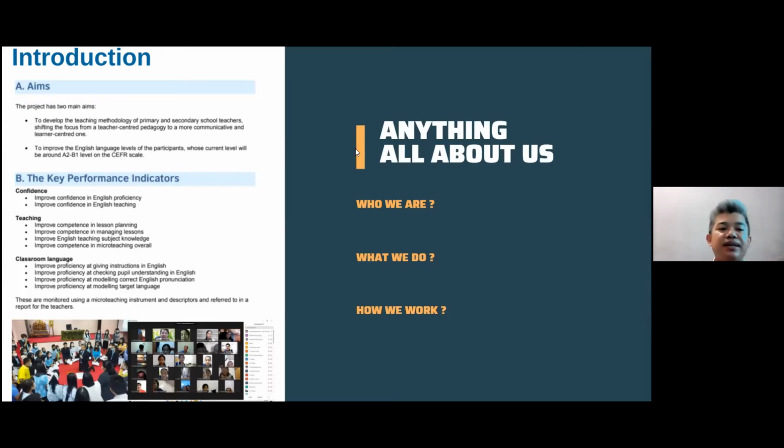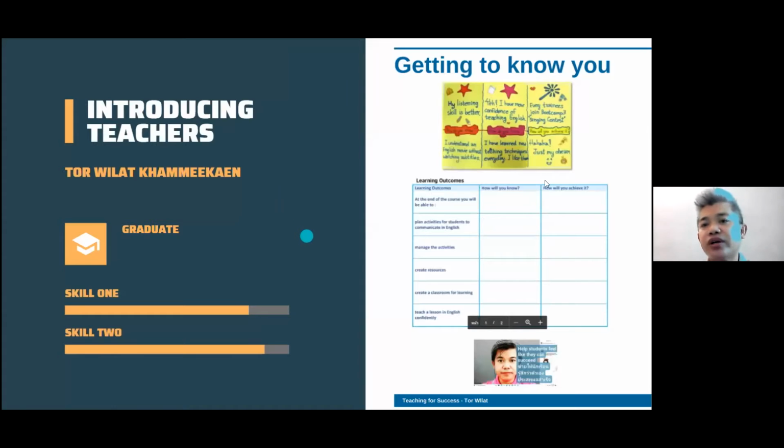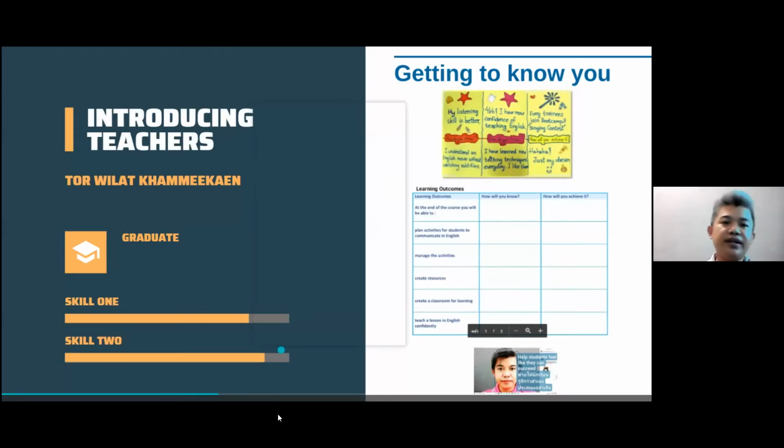So these are the key performance indicators when we are teachers. We're thinking about that: am I doing these things or not, right? So the aim is to develop the methodologies and also talk about yourself. We start from getting to know who we are, and know yourself first. Look at here, if you see the template, you could see that we have 2 stars and a wish. Right.